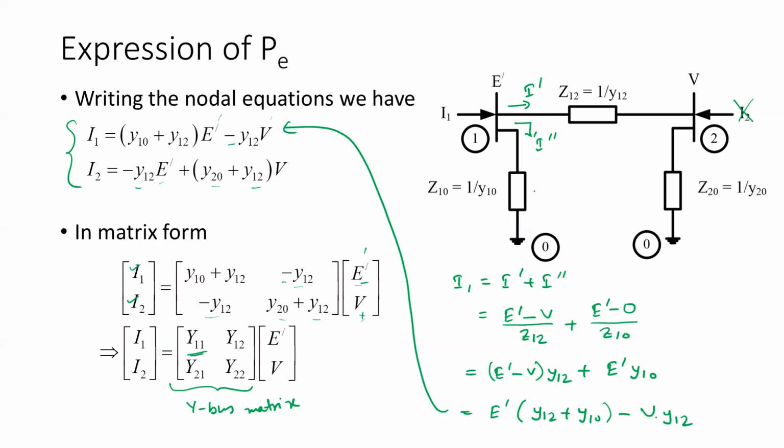So what are the admittances? You have Y10 connected to node 1. You have Y12 connected to node 1. Again, for Y22, the summation of all the admittances connected to node number 2. So Y12 connected to node number 2, and now you have Y20 connected to node number 2. So Y22 is essentially Y20 plus Y12. And what about the off diagonal elements?